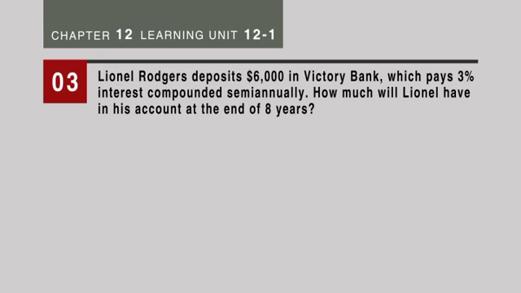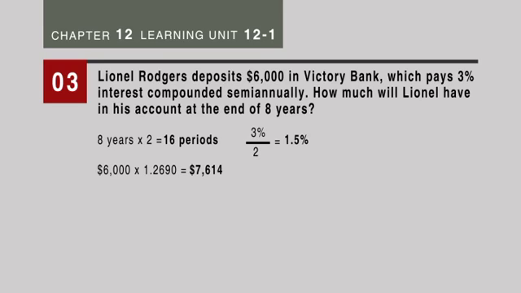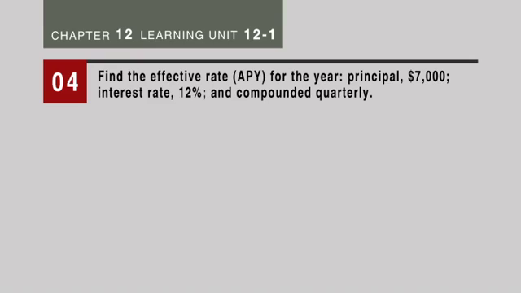So again, we need to look for the interest rate per period and the number of periods. So we have 16 periods because it's 8 years times semi-annually, which is 2 times per year. And then we have our 3% divided by semi-annually 2 times per year equals 1.5%. If we look on the future value table, at 16 periods at 1.5%, we're going to find 1.2690, multiply that by 6,000, and we get a future value of $7,614.